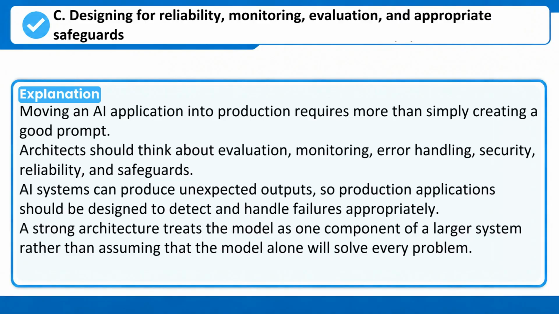Correct answer. C. Designing for reliability, monitoring, evaluation, and appropriate safeguards. Explanation. Moving an AI application into production requires more than simply creating a good prompt. Architects should think about evaluation, monitoring, error handling, security, reliability, and safeguards. AI systems can produce unexpected outputs, so production applications should be designed to detect and handle failures appropriately. A strong architecture treats the model as one component of a larger system, rather than assuming that the model alone will solve every problem.